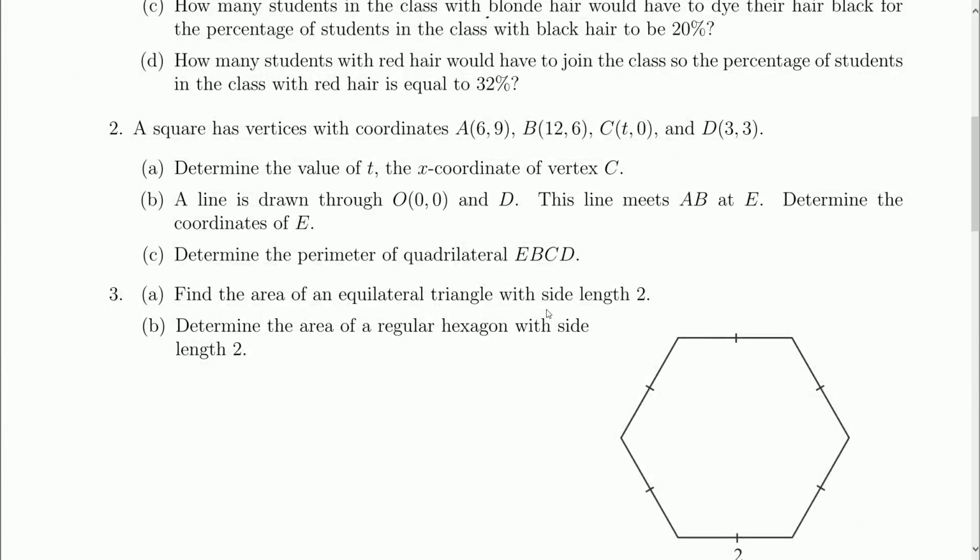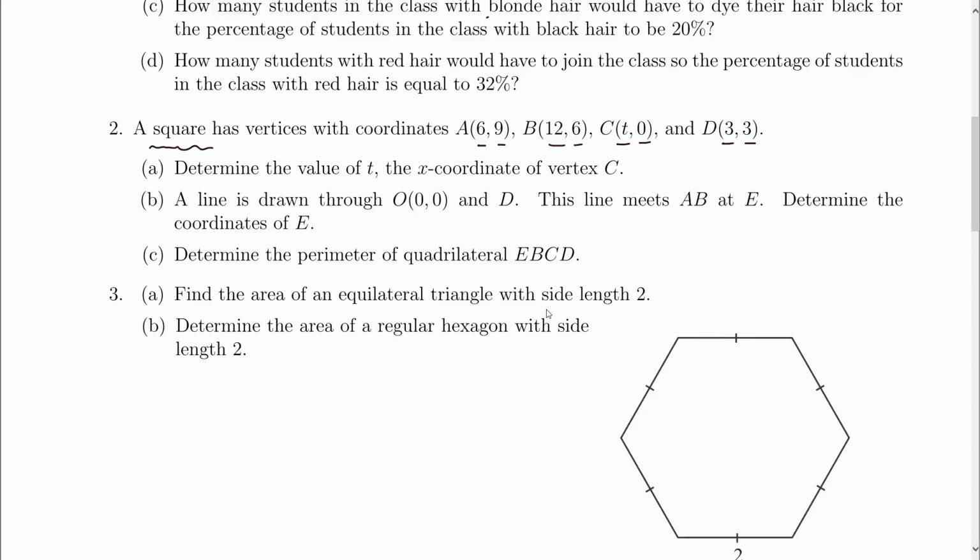A square has vertices with coordinates (6, 9), (12, 6), (t, 0), and (3, 3). I bet we'll have to solve for that t at some point. We're told it's a square, and that's fairly useful. Before I start solving for t, let's read our question. A, determine the value of t, the x-coordinate of vertex C.